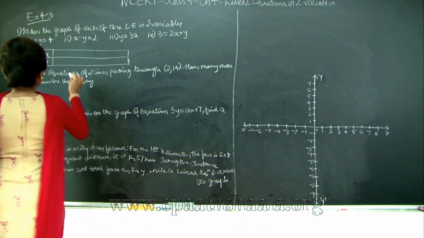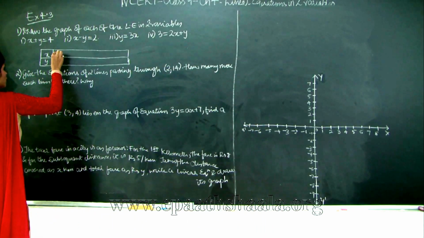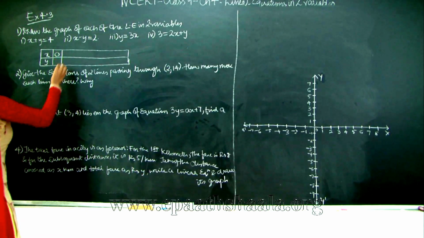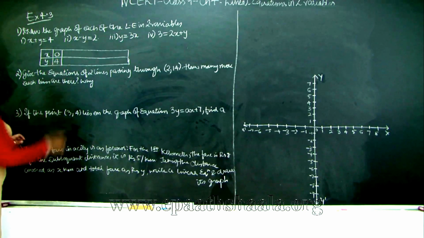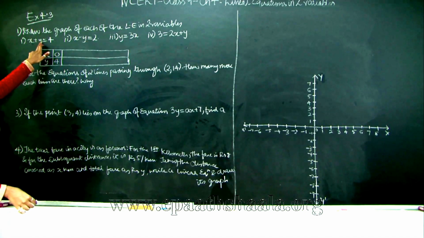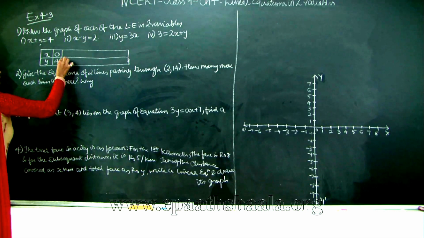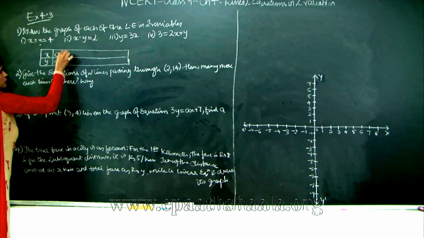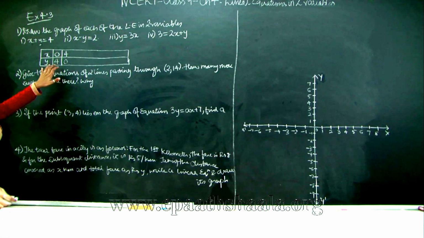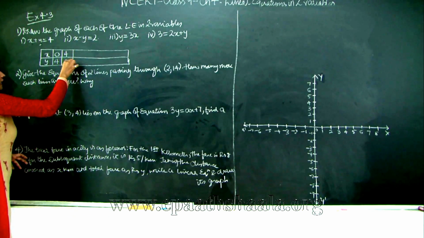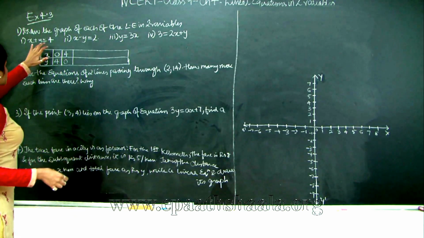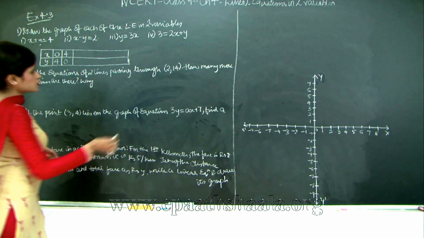So let us say x is equal to 0. If x is equal to 0, y becomes 4. And when y is equal to 0, x becomes 4. So in fact these two coordinates are sufficient to plot my graph, but we will find the other points also. Another 2 points, let us say. So I will say x plus y is equal to 4.